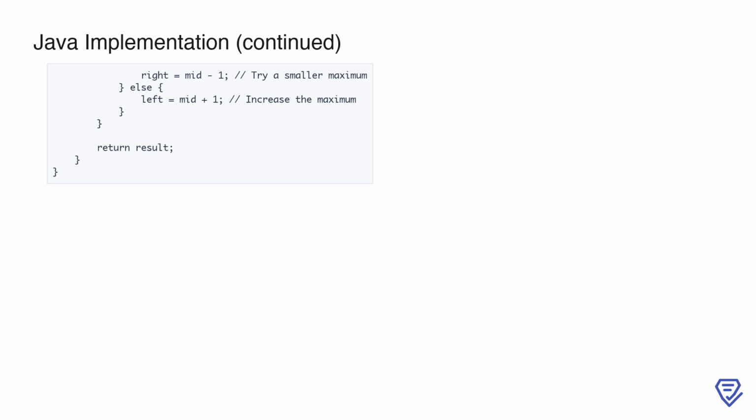However, if canDistribute(mid) returns false, it means the current maximum is too small, so we move the left pointer to mid + 1 to try larger values. The binary search continues until the left pointer exceeds the right pointer, ensuring that we examine all possible values within the range. Finally, when the loop concludes, we return result, which holds the minimized maximum number of products that can be distributed to any store while satisfying the constraints. This implementation efficiently determines the solution using binary search, ensuring optimal performance even for large input sizes.